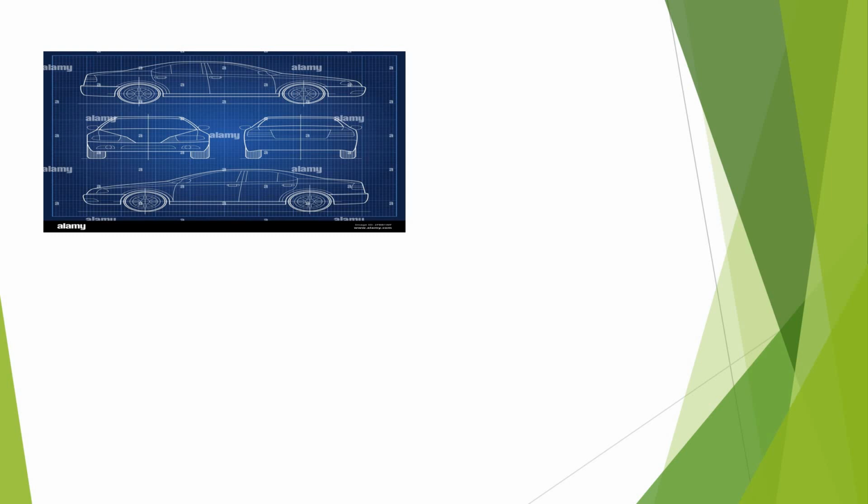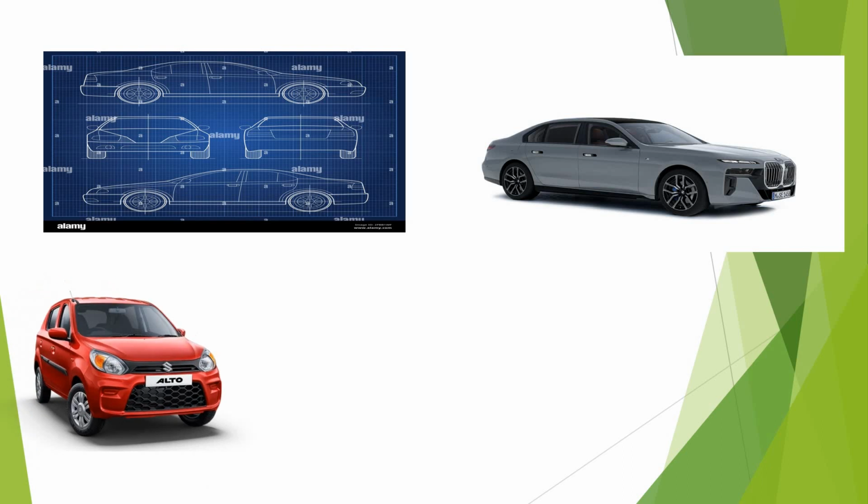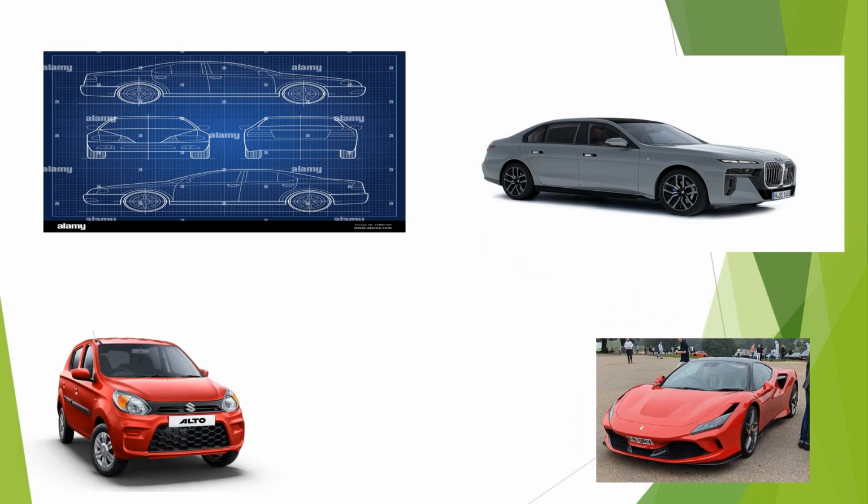Using that blueprint, many companies created their own cars, like Ferrari, Maruti Suzuki and BMW. Using that class, many companies created their own car. The properties of these cars are similar. The common properties are engine, price, seats, but the values for these cars are different.